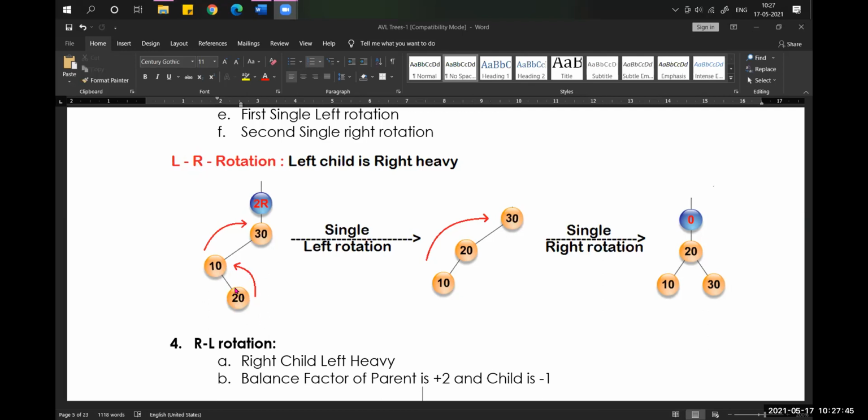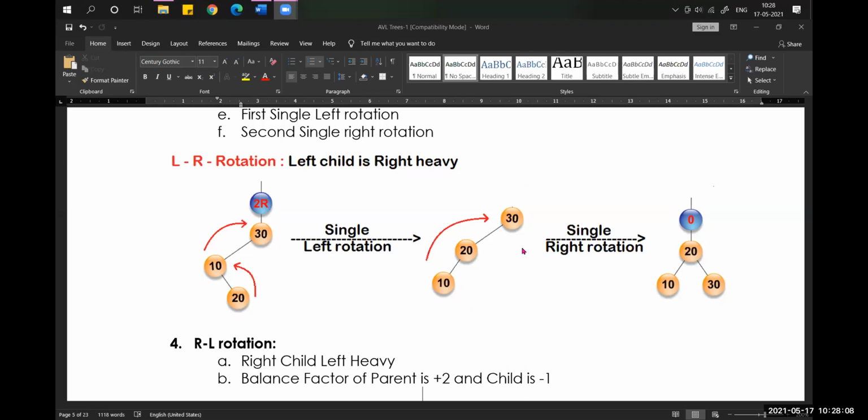Okay, now 20 is the right node. Now it has to move to the left side. Move to the left side means it will come here, in place of 10 it will come. Now where does 20 go? 10 is smaller than 20. That's why it will become the left child of 20.